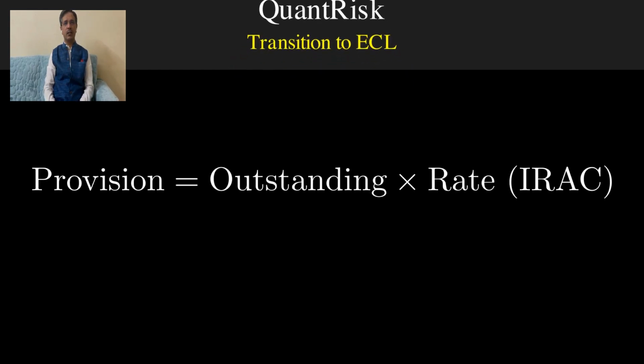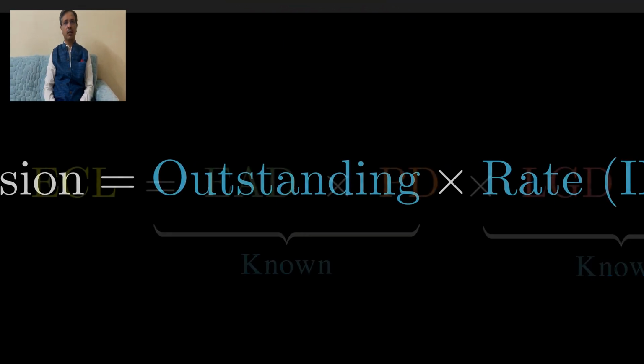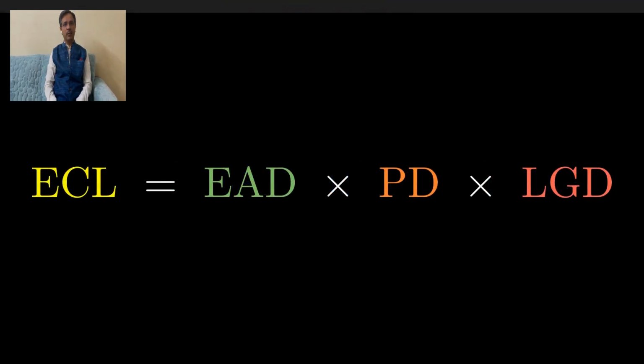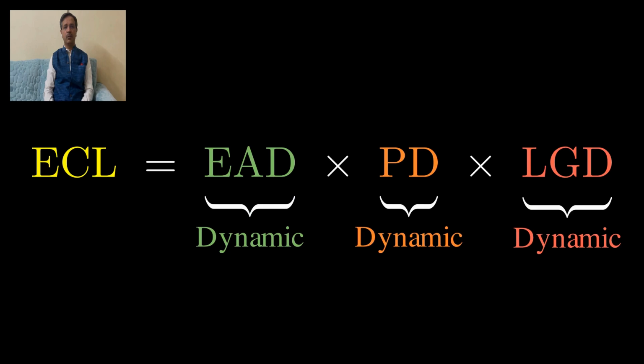Provision under IRAC was simple. Outstanding multiplied by IRAC provided rates. Both were known. However, under ECL, this is replaced by an elegant formula where ECL equals EAD multiplied by LGD multiplied by PD. And interestingly, all of these are dynamic in nature and keep on evolving over time.